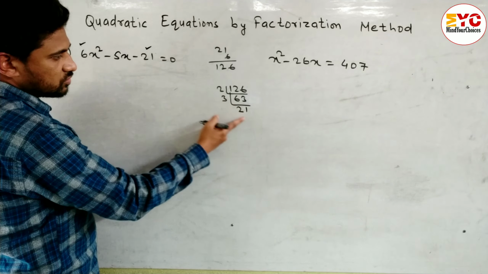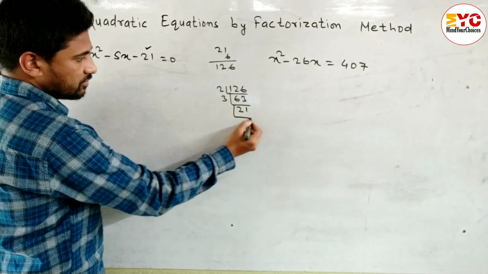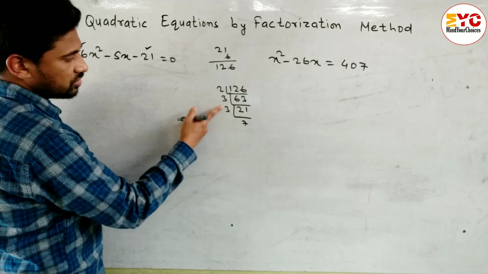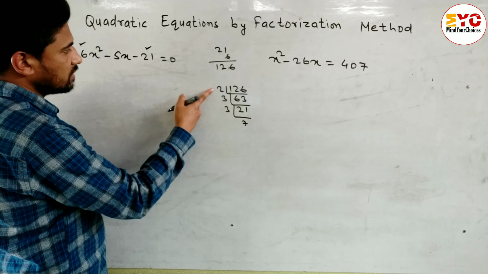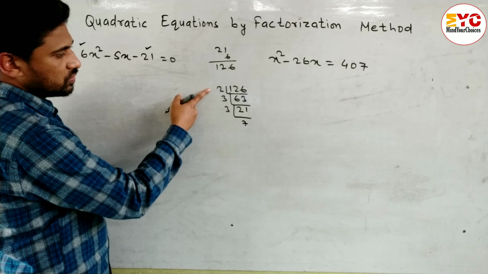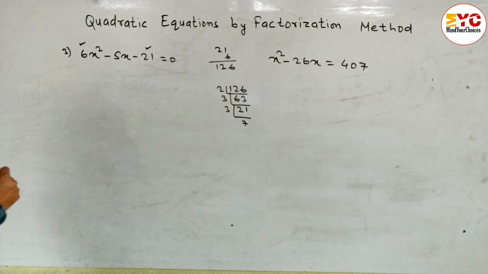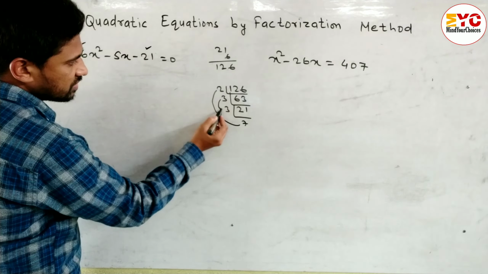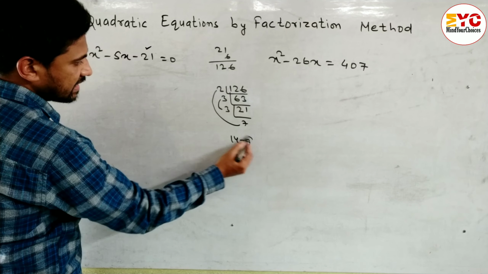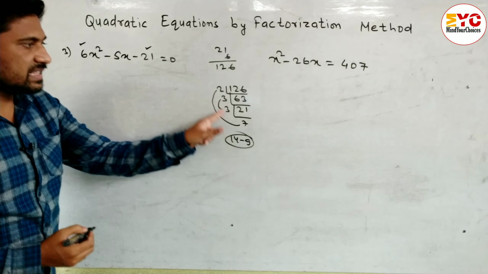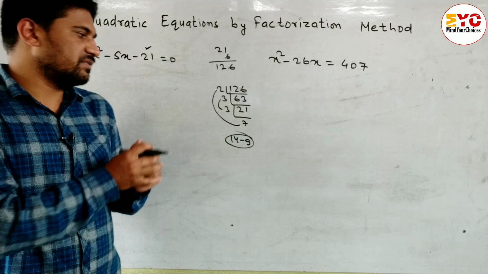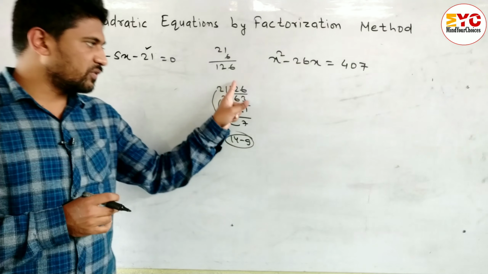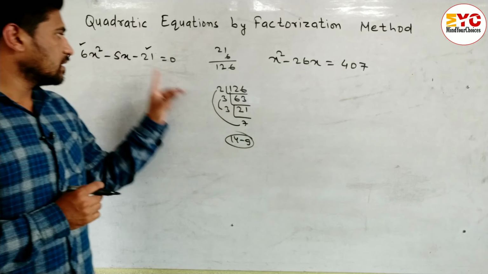Now 3 2s are 6, 21 minus 6 we cannot get. Again we have to do 3 7s are 21, 3 3s are 9 and 7 2s are 14. No, 3 3 are 6 is 12. No, 7 3s are 21, 3 2s are 6. We cannot. Now we have to do like this. 7 2s are 14, 3 3s are 9. Definitely 14 minus 9. We have to find out from these factors only, whose product is 126, and when you subtract we get 5.